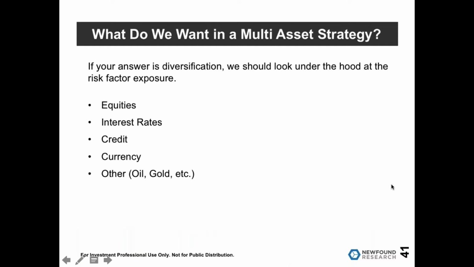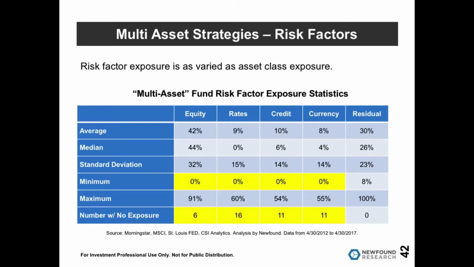So what do we truly want in a multi-asset strategy? My answer would be some diversification. And if that's your answer, then a good way to look at that is to look under the hood, past performance, past allocations, into the risk factor exposure of the strategy. So we can break out risk factors into equities, interest rates, credit, currency, and other, which includes things like oil, gold, and really anything not captured by these other four risk factors. And we can look at the different allocations or sensitivities to these risk factors rather than allocations.